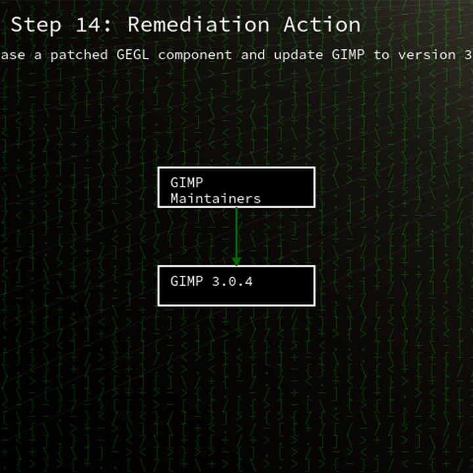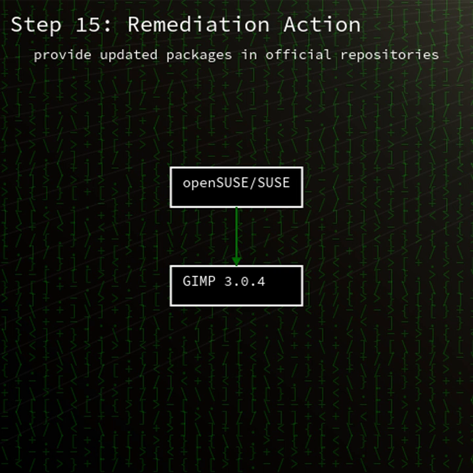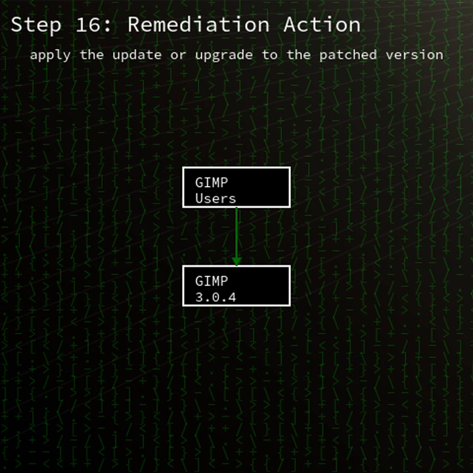To protect your systems, update GEGL and GIMP to the patched versions provided by OpenSUSE and SUSE as soon as possible. Avoid opening HDR images from untrusted sources and apply defense-in-depth controls such as running applications with least privilege and using file integrity monitoring. Staying current with vendor security advisories is key to maintaining a secure environment.